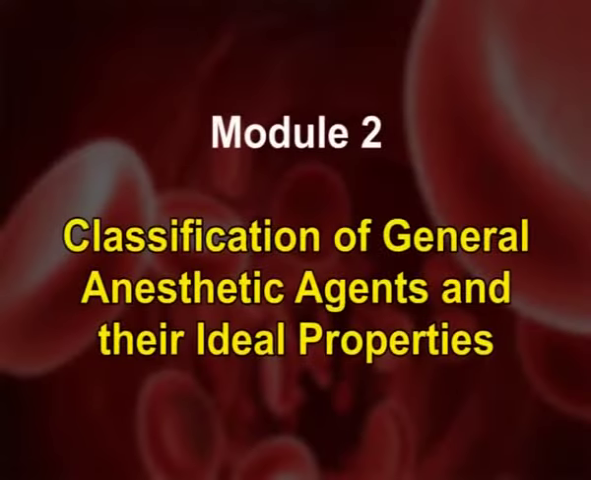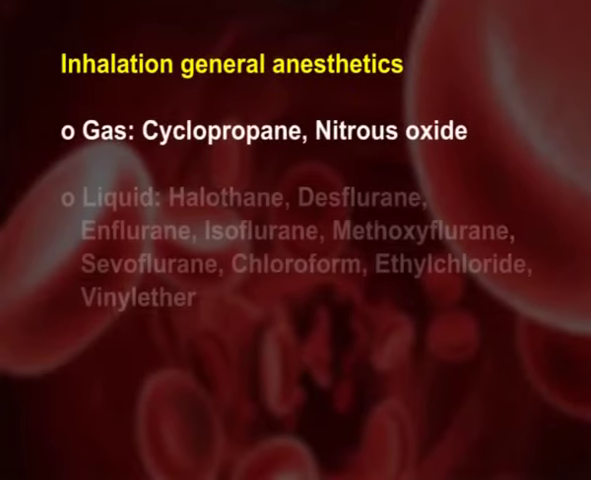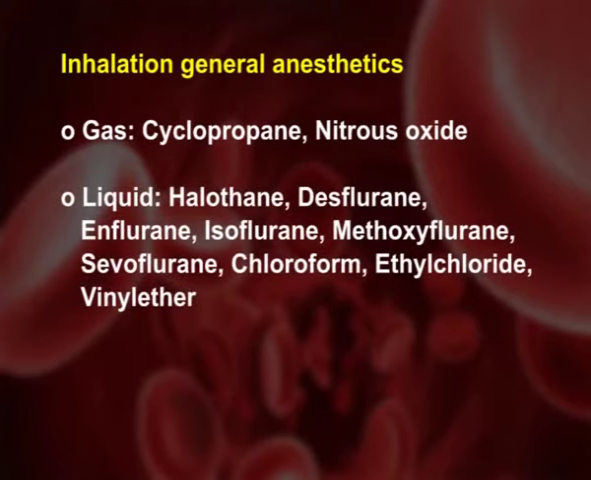Now beginning with the module 2, that is about classification of general anesthetic agents and their ideal properties. Let's begin with the classification of general anesthetic agents. They are mainly divided into 2 categories. First one is known as inhalation anesthetic agents and second one is known as intravenous general anesthetic agents. Inhalation general anesthetic agents are further classified into 2 categories, gases and liquids. Gases include cyclopropane and nitrous oxide, and liquid inhalation general anesthetic agents include halothane, desflurane, enflurane and other halogenated hydrocarbons as well as chloroform, ethyl chloride and vinyl ether.